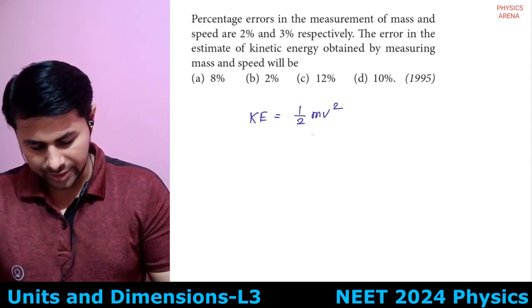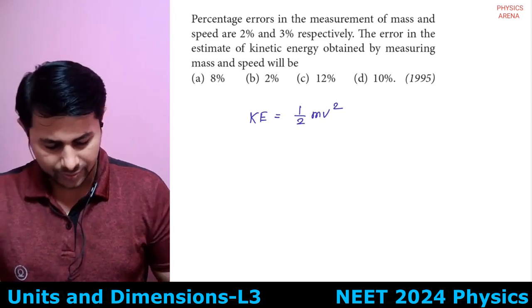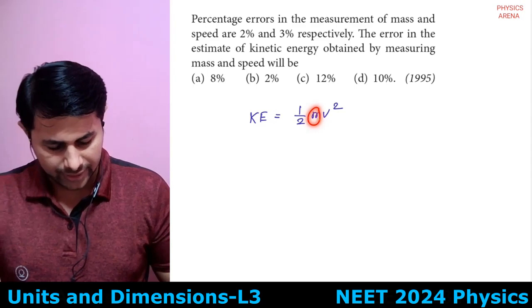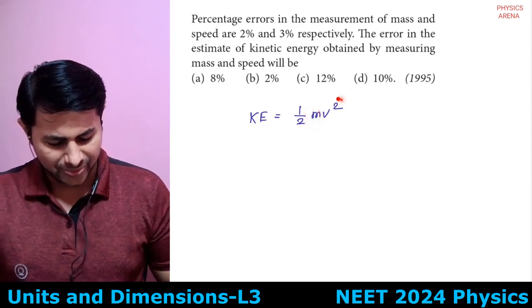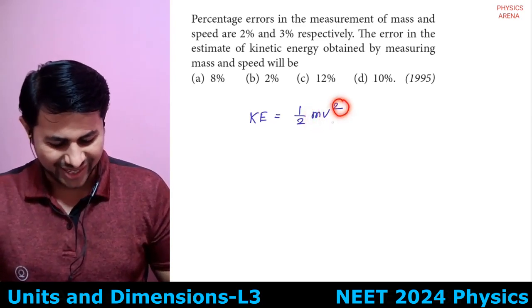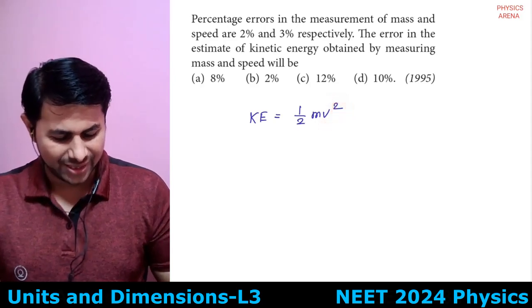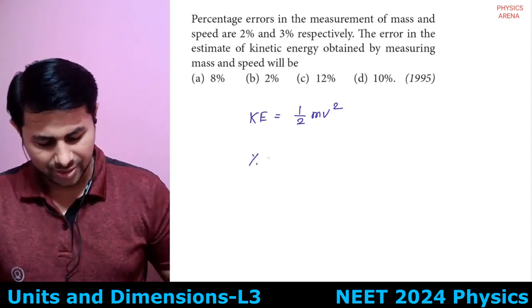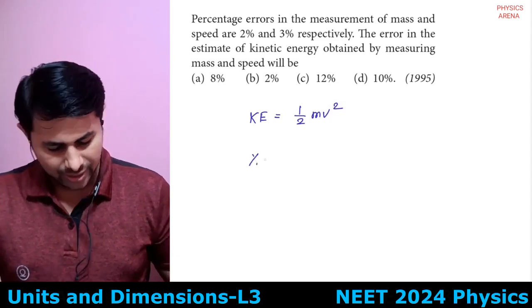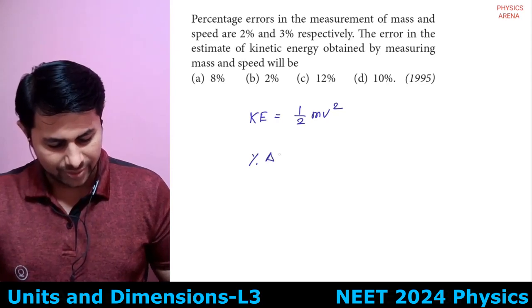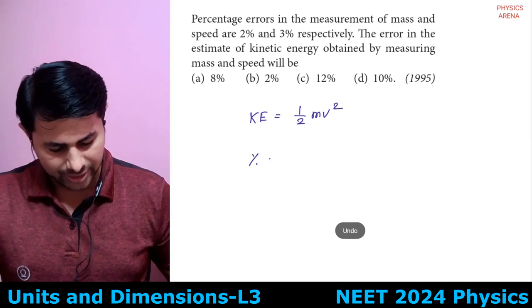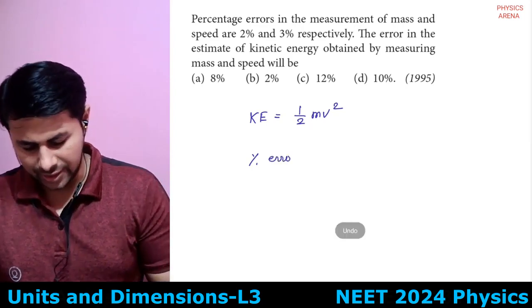So the percentage error in KE is equal to the percentage error in mass plus 2 times the percentage error in the speed. It takes so much time to write it, right? So this is 2% plus 2 multiplied by 3%. So 6% plus 2%, 8% is the answer. Right.